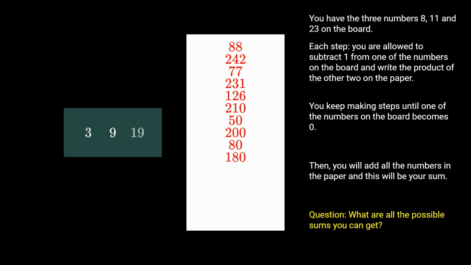You have the three numbers 8, 11, and 23 on the board. Each step, you are allowed to subtract 1 from one of the numbers and write the product of the other two on a paper. You keep making steps until one of the numbers on the board becomes 0. Only then you will add all the numbers in your paper and this will be your sum. The question is, what are all the possible sums you can get?